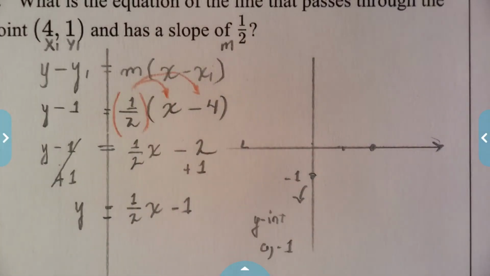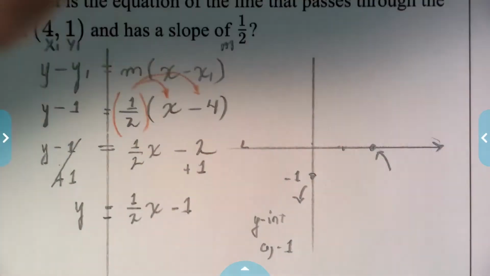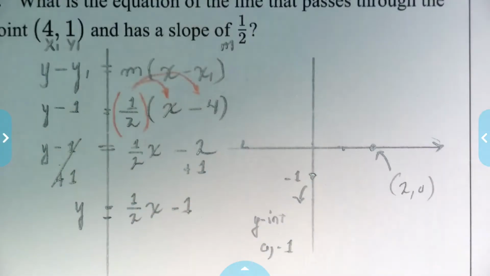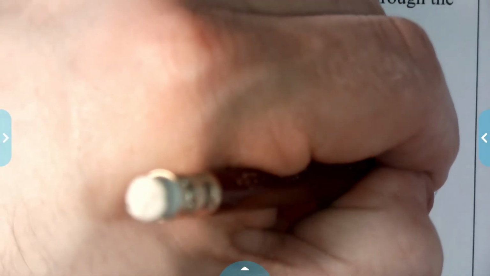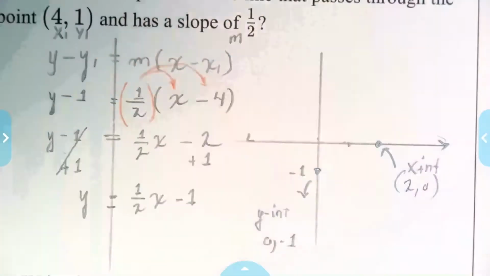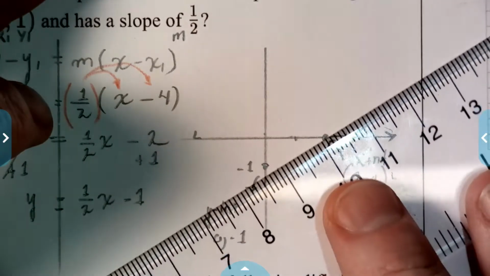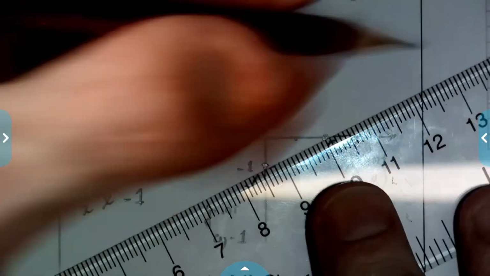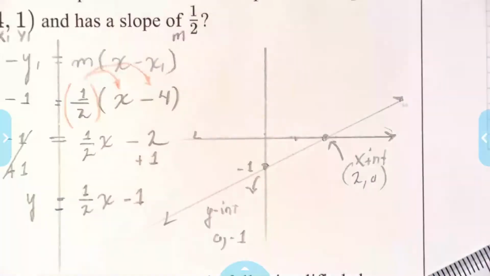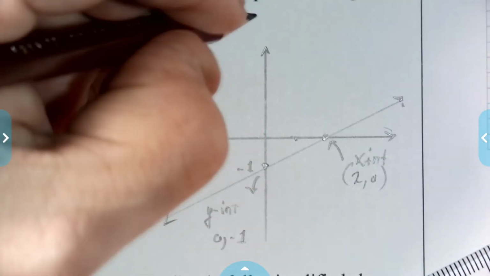And just like the last problem, we get the x-intercept for free. It's at 2, 0, which is cool. And that's the x-intercept, or the root of the equation, 2. Okay, so we're going to connect these dots. And that's what our line would look like. This would be the y-axis and the x-axis.